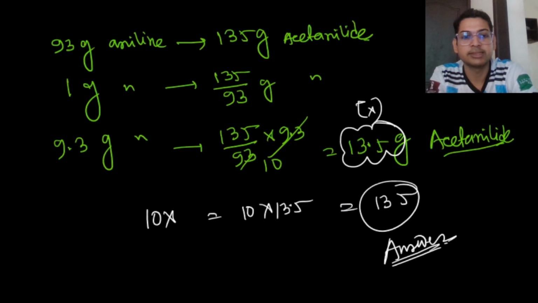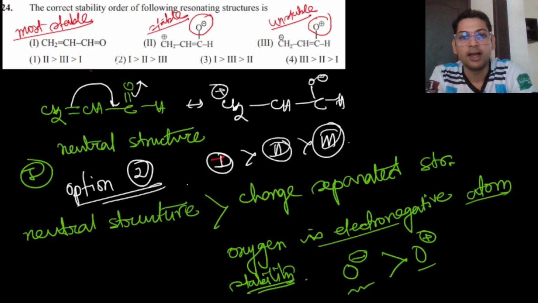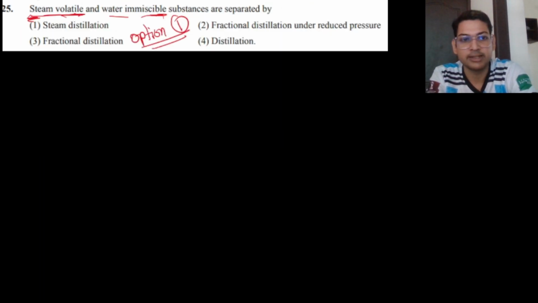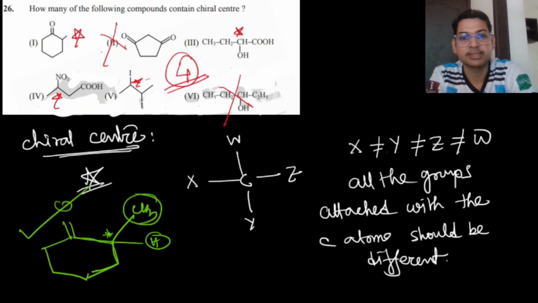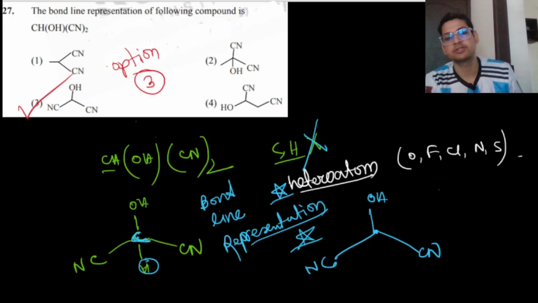This is from numerical, basic concept thing, right? This is from resonance, GOC part. This is from purification, and this is Kjeldahl. This is also a very easy question, and this is from bond line representation, GOC.